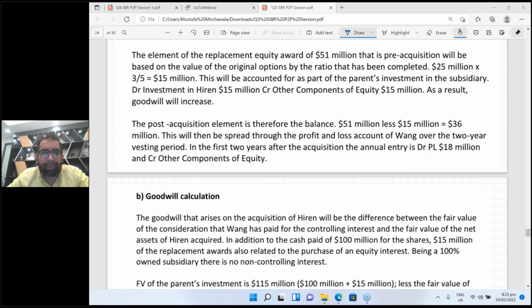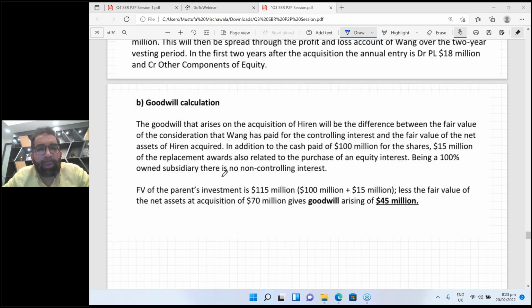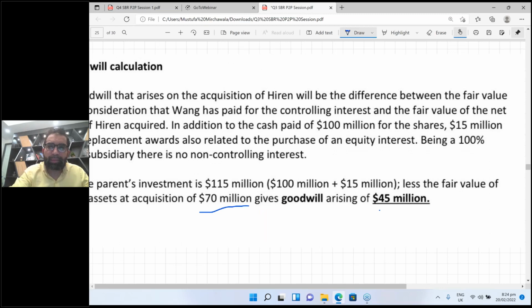Now, goodwill calculation, how to do it? It's very simple. As there is no NCI in this question, you don't need to think about full goodwill or the proportionate method. Simply COI less fair value of net assets. There are two types of COI in this question. One is cash consideration of 100 million, and the other is 15 million, that is the replacement award. Remember the compulsory part. So 100 plus 15, 115 is the COI, and the fair value of net assets given in the question was 70 million. So this makes the goodwill 45 million.